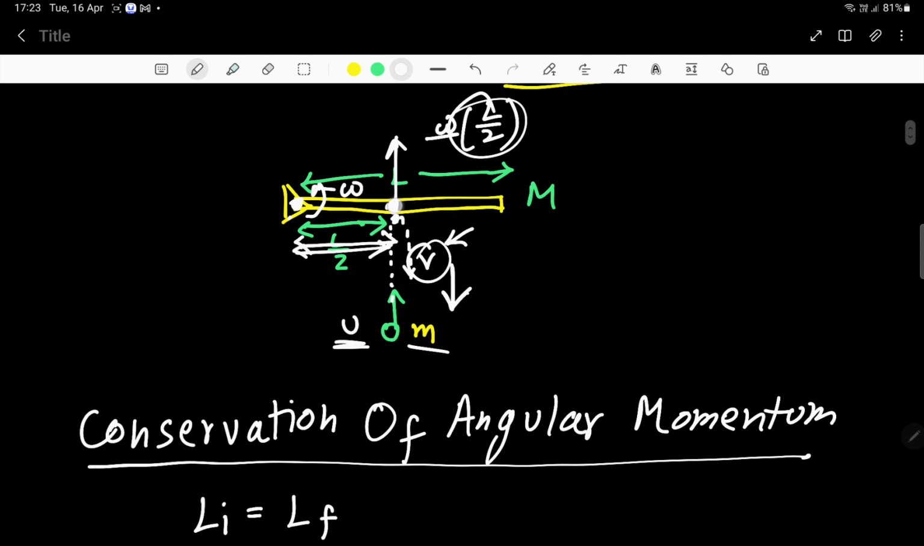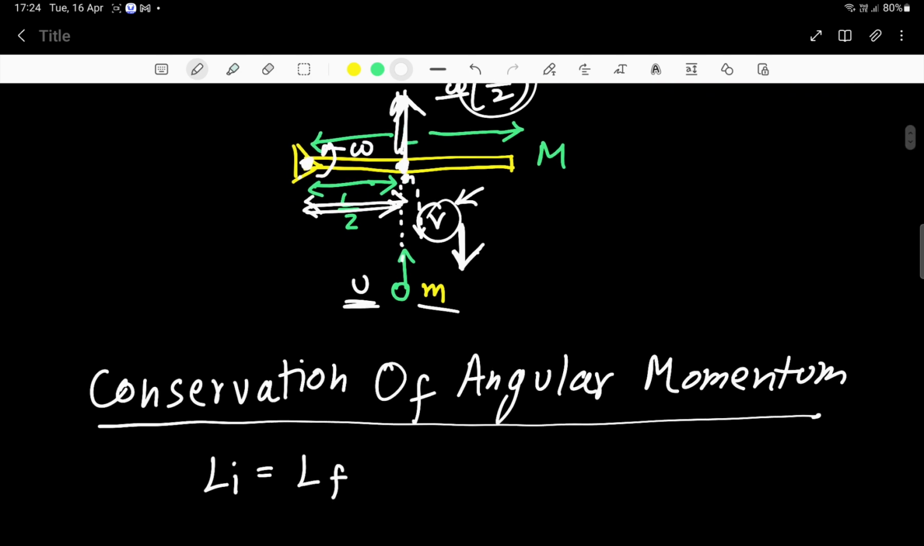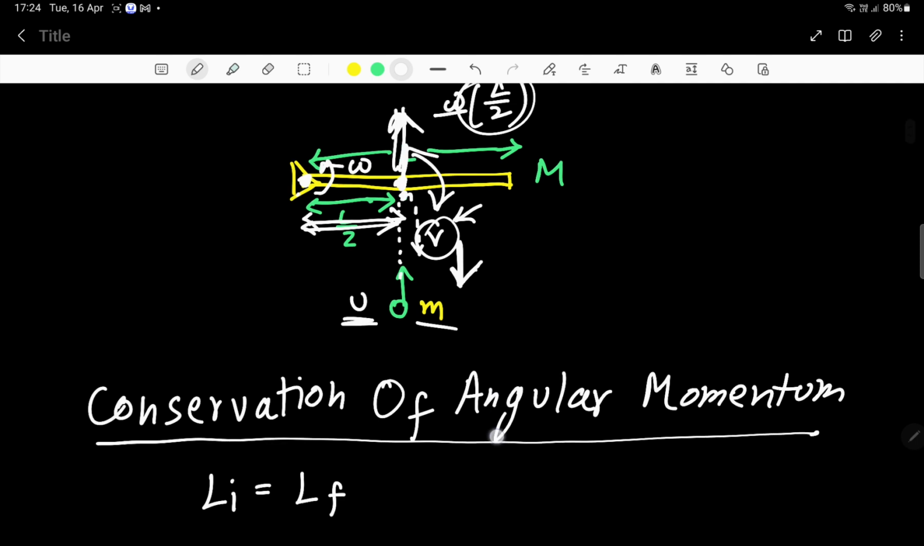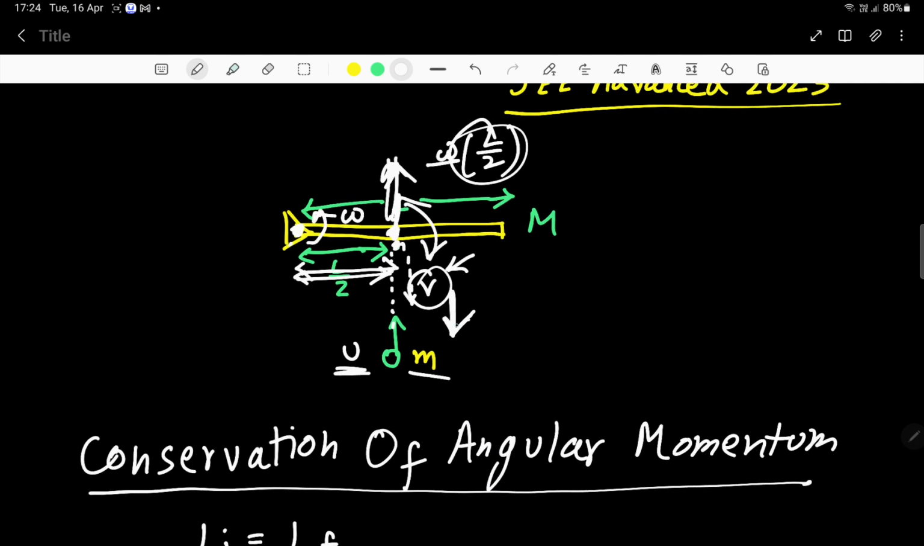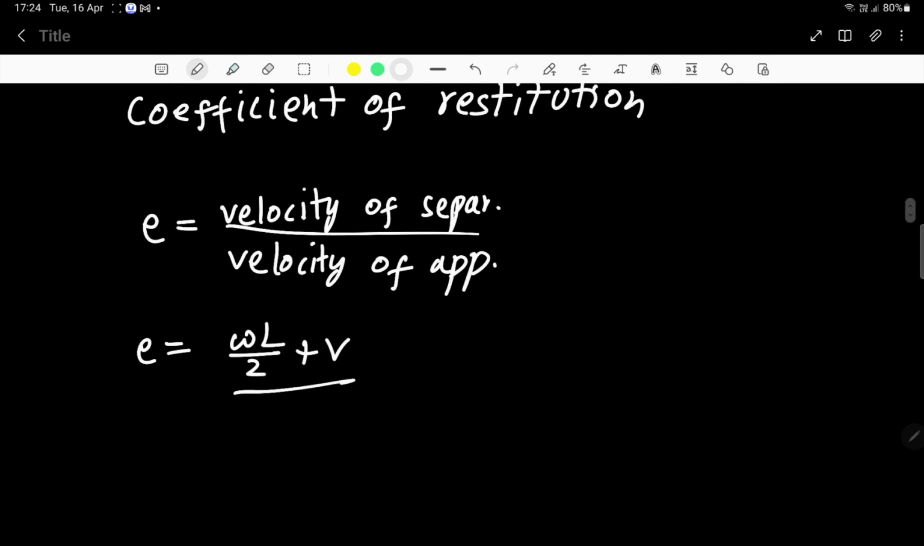Now, it doesn't mean that this point moves in this direction and the particle moves in this direction, so we need to cancel out the velocities. No. We are speaking about the velocity of separation, which means how fast the bodies are separating. So if this velocity is more and this velocity is more, the two bodies will separate faster, which means that we need to add these velocities. We can also think in terms of relative velocity. The relative velocity of this point with respect to this particle would be v plus omega L by 2. So omega L by 2 plus v is the velocity of separation.